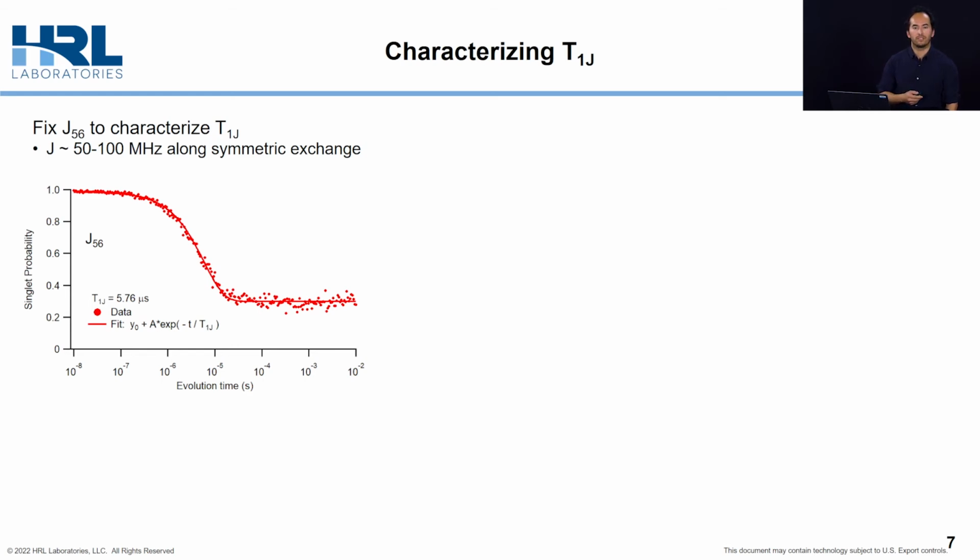relaxation time that occurs when we pulse to high exchange by fixing J and sweeping the experimental evolution time. The amount of J applied is typically 50 to 100 megahertz along the symmetric axis, and by fitting an exponential decay to the data, we extract a relaxation time of about 5.8 microseconds.